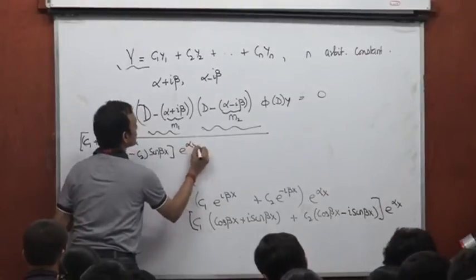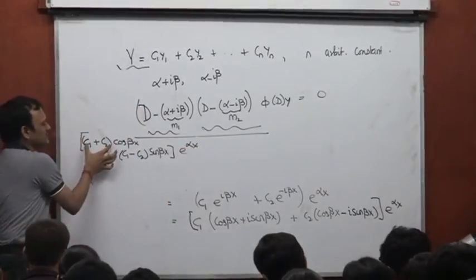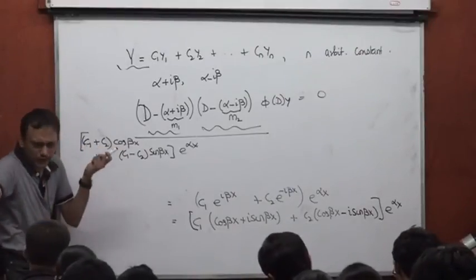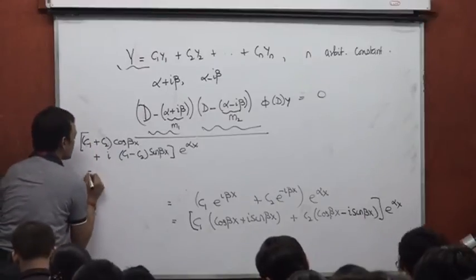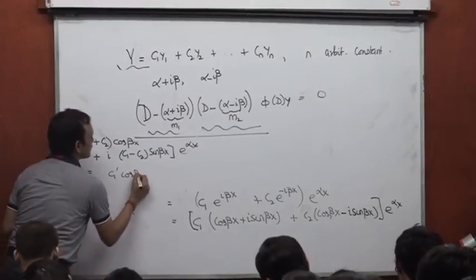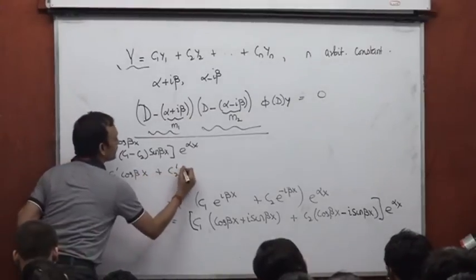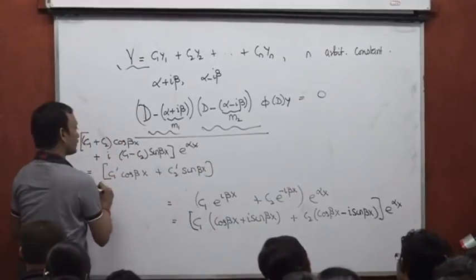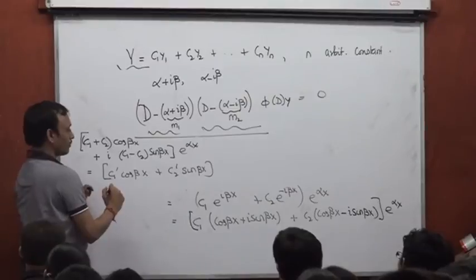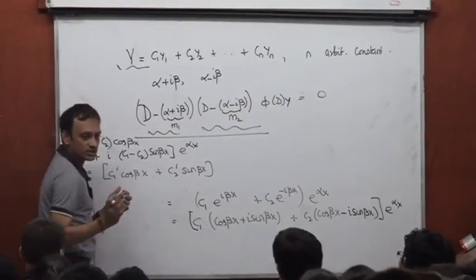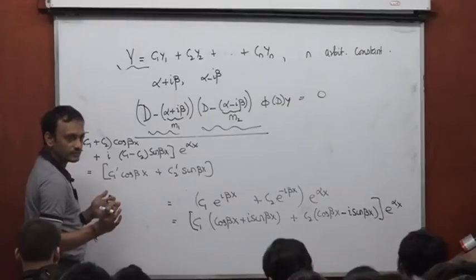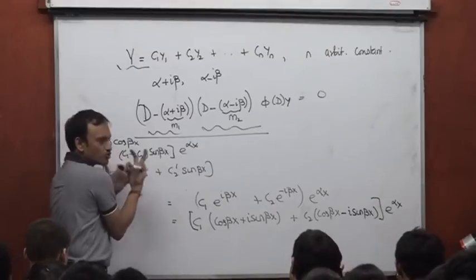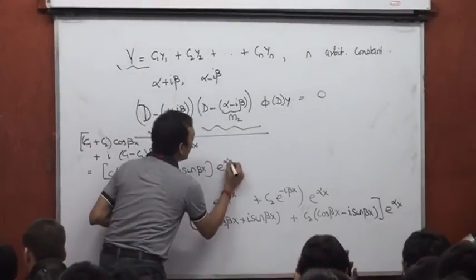But c1 plus c2 is one constant, c1 prime, and i into c1 minus c2 is another constant, call it c2 prime. So this can be written as c1 prime cos beta x plus c2 prime sin beta x, where I am calling i into c1 minus c2 as c2 prime, right? That's also constant. If this is a constant, this into i would also be a constant, into e power alpha x.